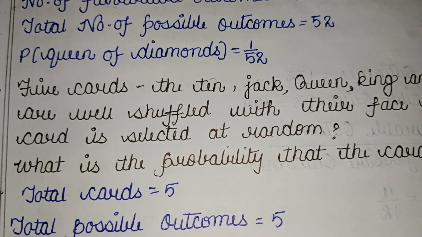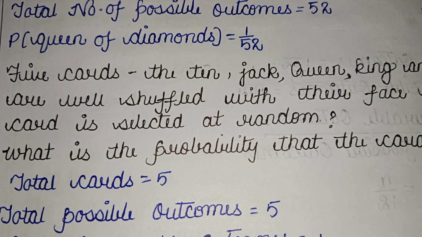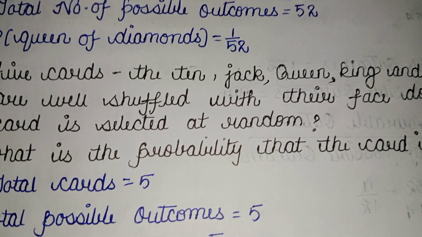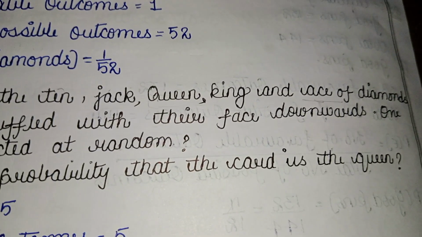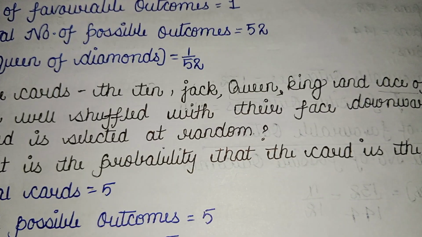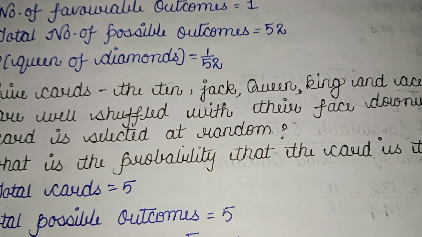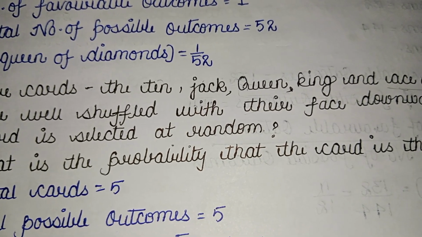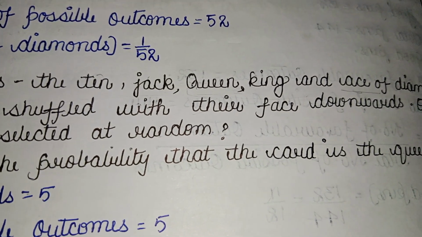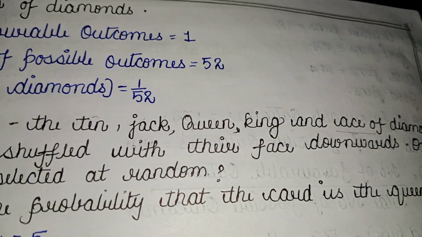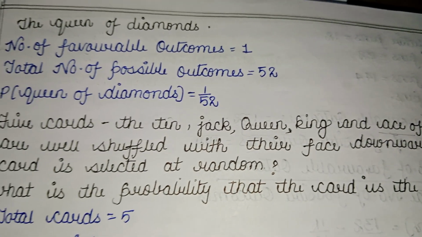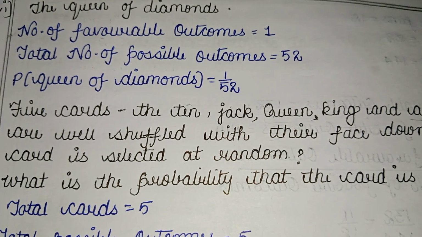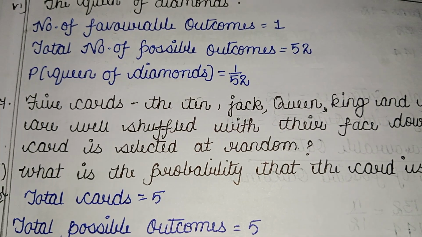Question number 7. 5 cards. Only 5 cards, the 10, Jack, Queen, King, and Ace of Diamonds are well shuffled with their face downwards. One card is selected at random.